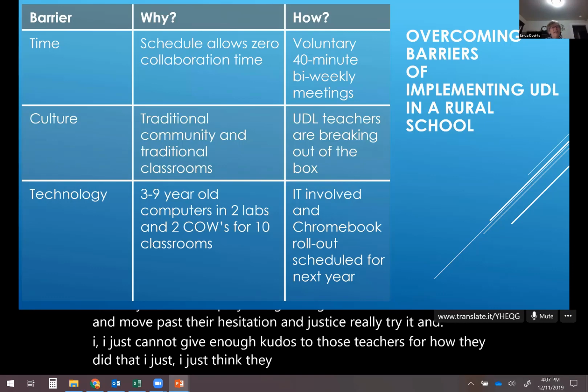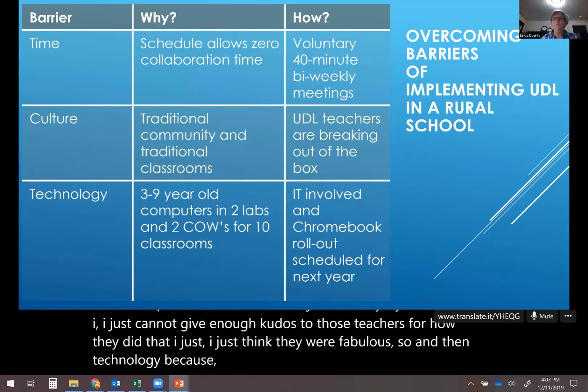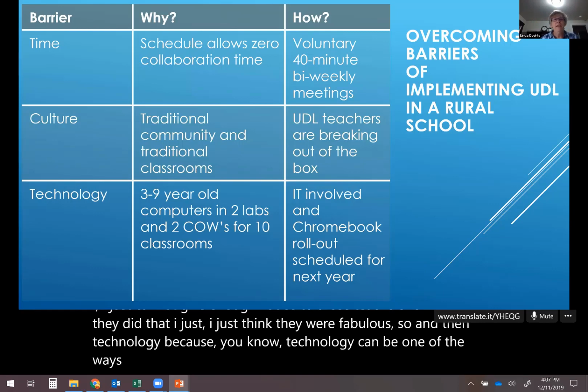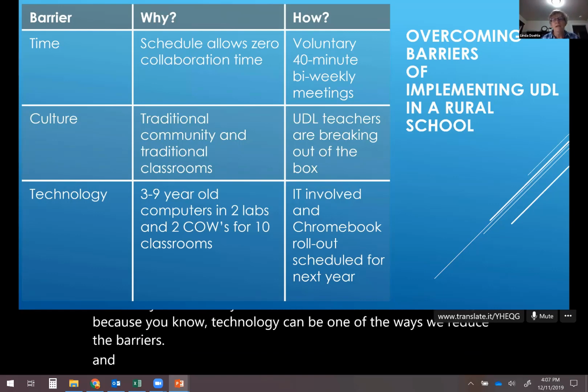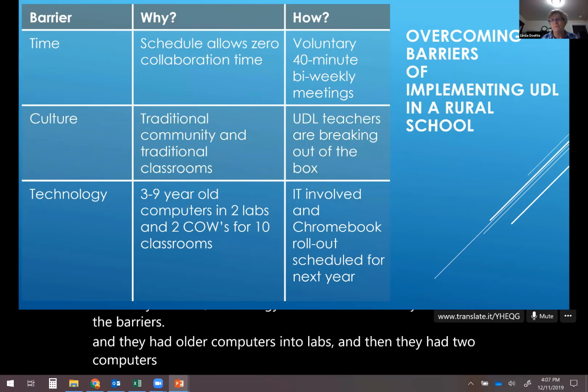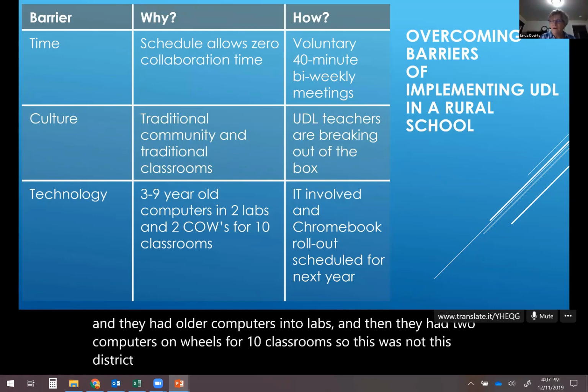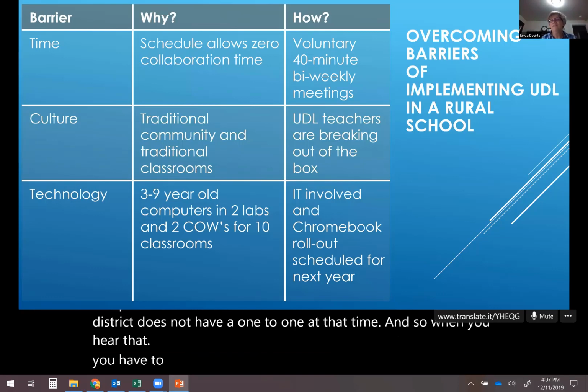And then technology, because technology can be one of the ways we reduce the barriers. They had older computers in 2 labs, and then they had 2 computers on wheels for 10 classrooms. So this district did not have a one-to-one at that time. And so when you hear that, oh, you have to have technology for UDL, I would say technology in the end factored very little into this.